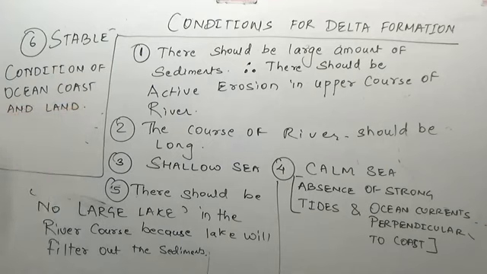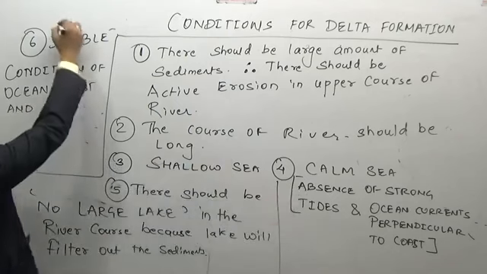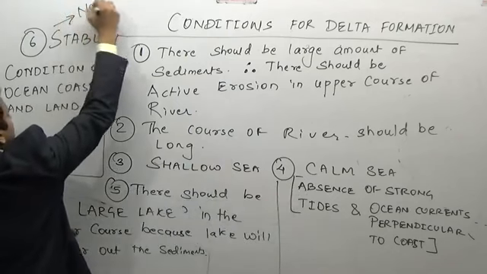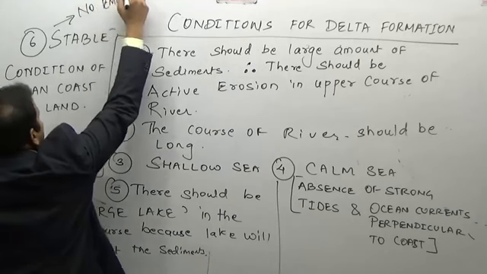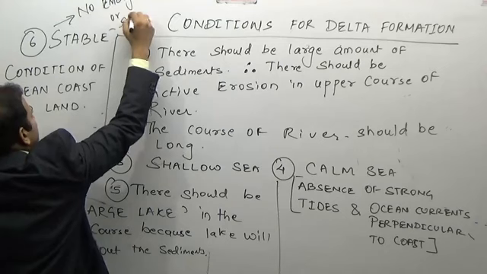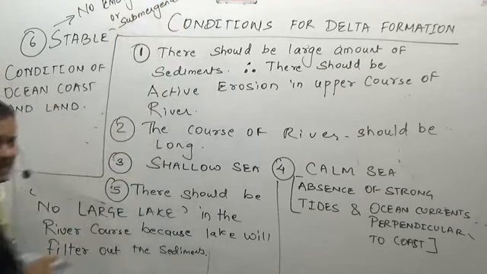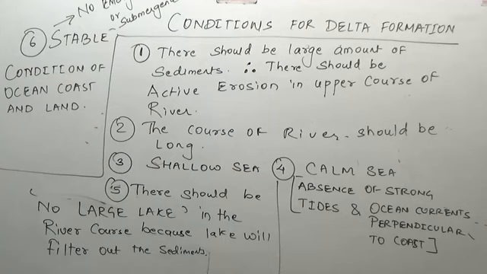What do you mean by stable conditions? Don't confuse it with calm conditions. It means that there should be no emergence or submergence of a coast. So these are very simple conditions for the formation of a delta, important for both the preliminary examination and the main examination.